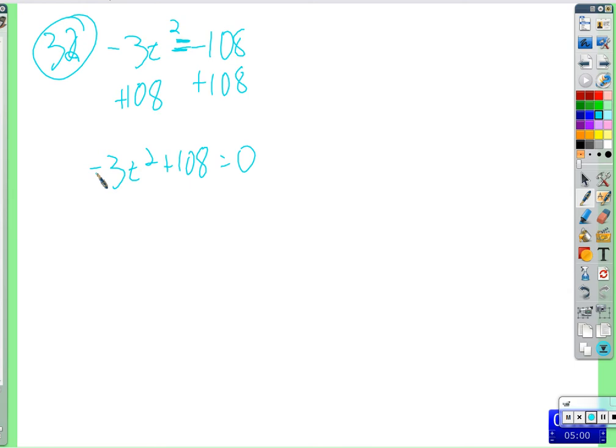Because this term out in front is negative, I always suggest this: if this term in front is negative, then when you factor something out, factor out a negative. So yes, 3, but let's factor out a negative 3. What's 108 divided by negative 3? So negative 36.